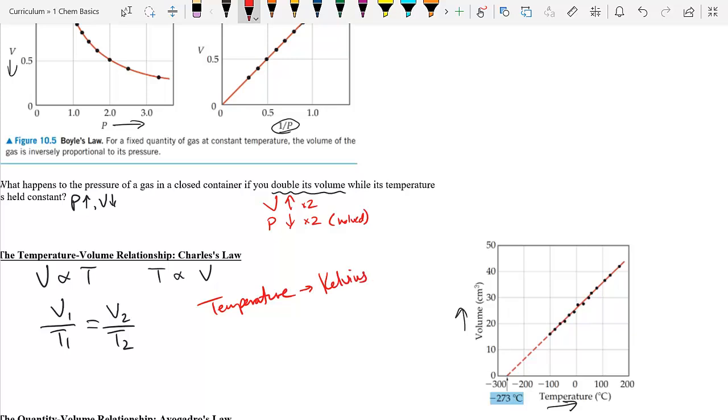The reason being, if we use Celsius temperatures, they don't truly represent the amount of kinetic energy that we have in that sample. So we have to have a scale that starts at 0. So again, we use kelvins because it will start at 0, meaning 0 energy. No kinetic energy is the starting point for temperature, right?